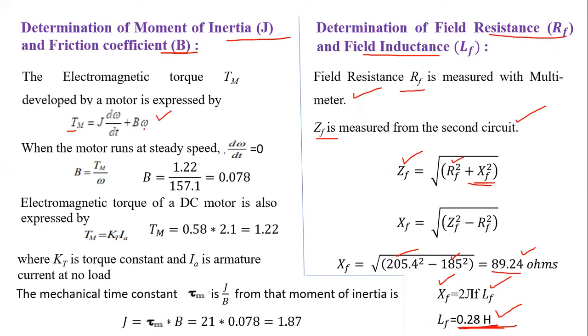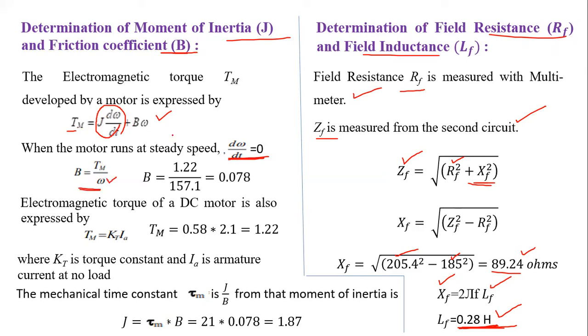And we are assuming that the motor is running at steady state. That means the speed is constant. We are running at the rated speed, so the change in speed is 0, so d omega by dt is 0. Once d omega by dt is 0, then the first term will be 0. So directly we have torque developed is equal to B into omega. From that, B is equal to Tm by omega, where omega is the angular velocity.